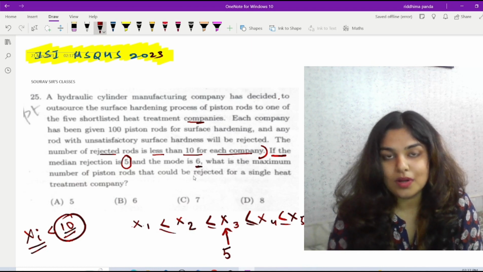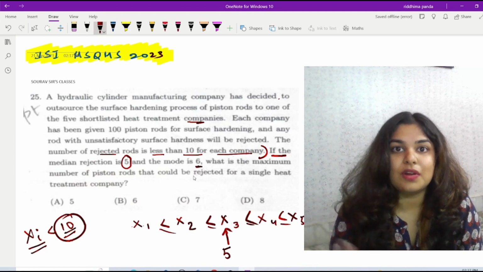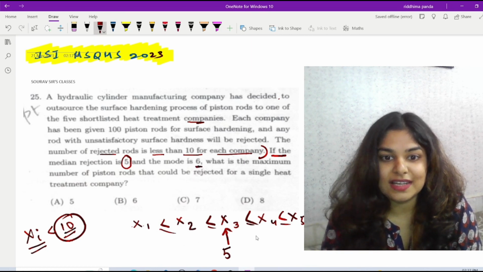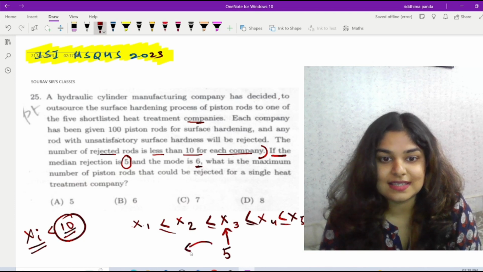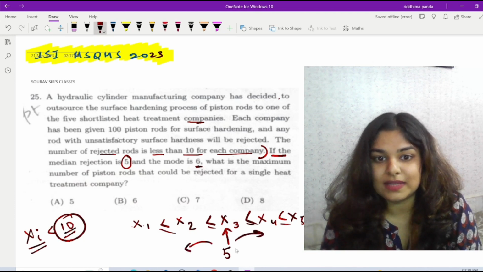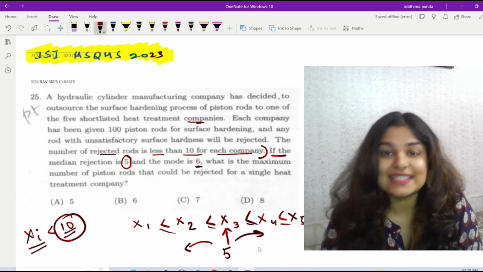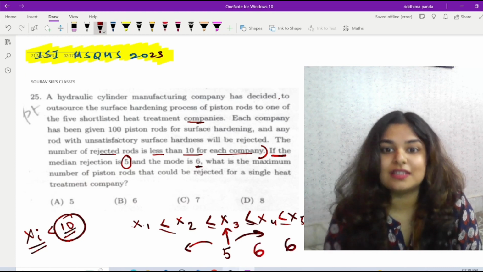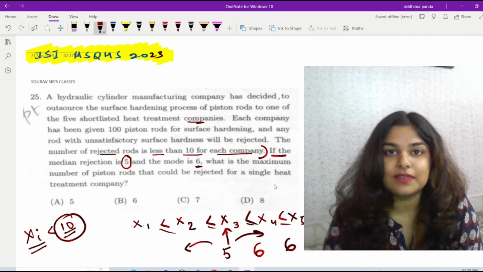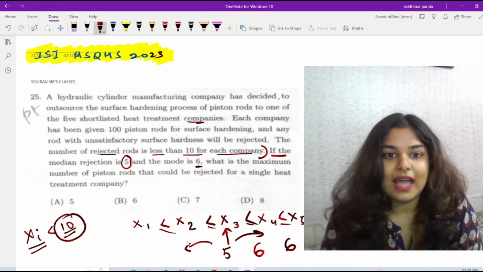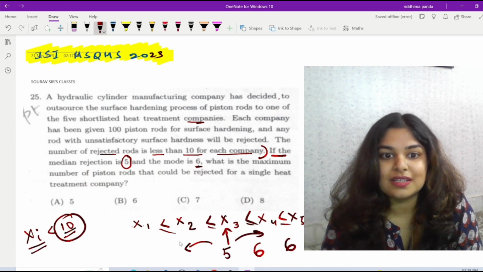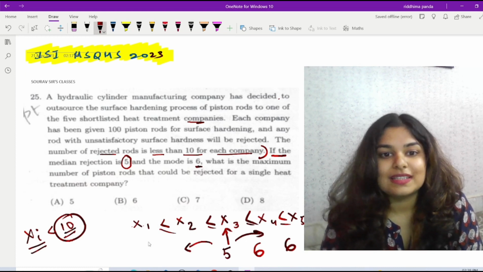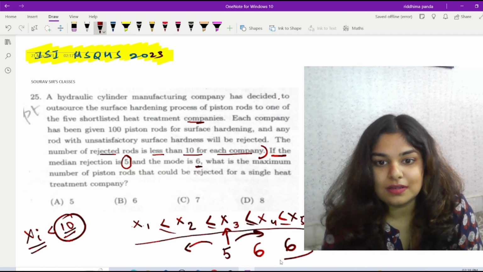So what is mode? Mode means the most number of times repeated. So if this is in ascending order, I cannot write 6 on this side, but I can write 6 here. That is, after 5 comes 6. And since this is the mode, both the fourth and fifth will reject 6 and 6. Otherwise, it's not the mode, right? And x1 and x2 will reject any number less than 5. So this is how the arrangement will be.